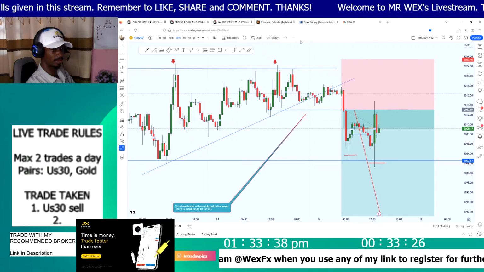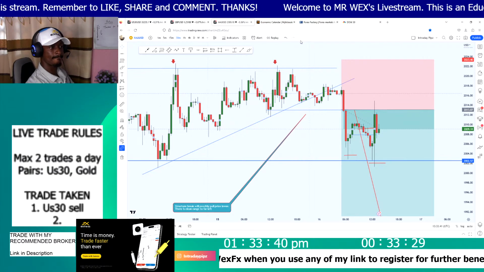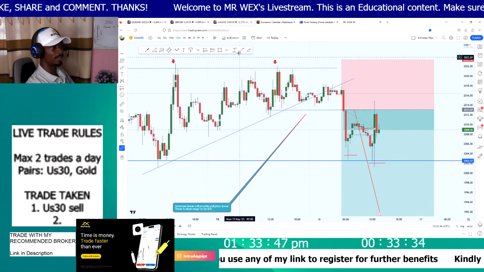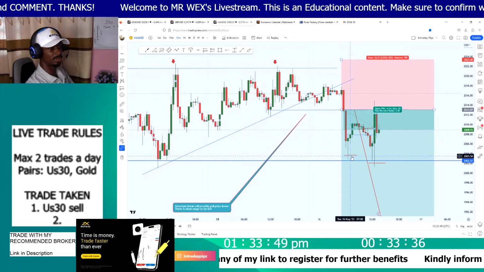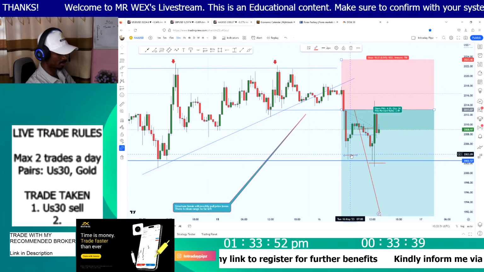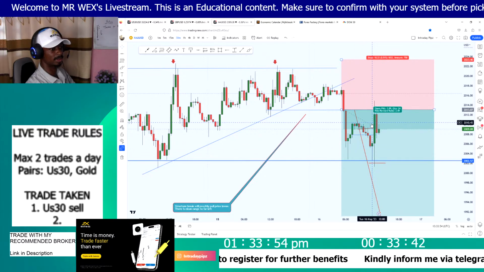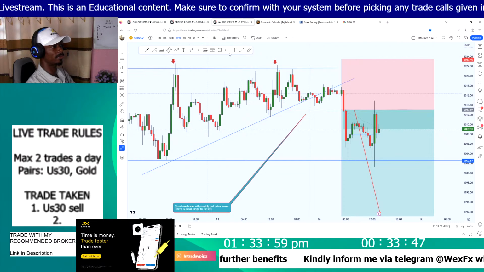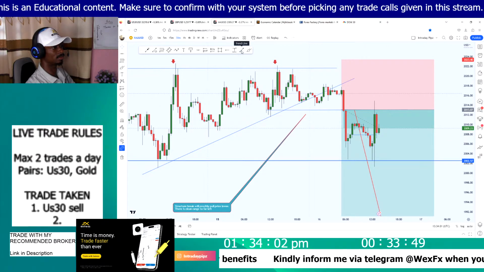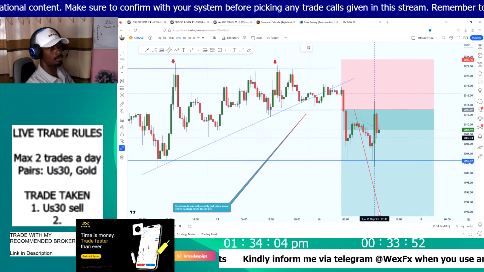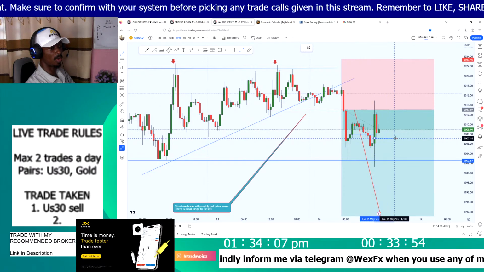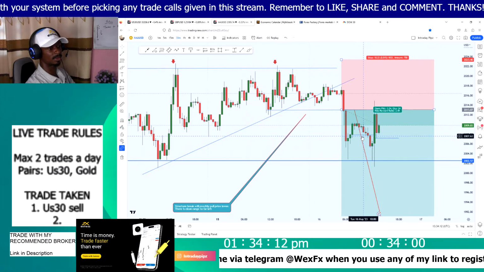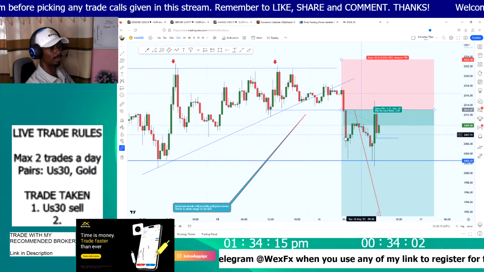Gold, gold, gold. Gold, if gold breaks this low, then we should see bearish volume. So let me quickly note that point for those of us that would want to take gold. If gold breaks this, if it breaks the low of this bearish candle, we should see bearish volume coming in.